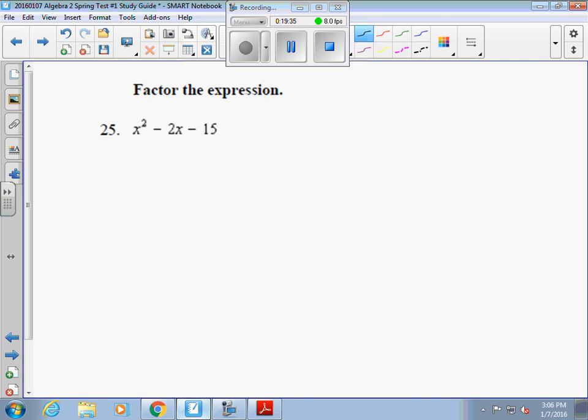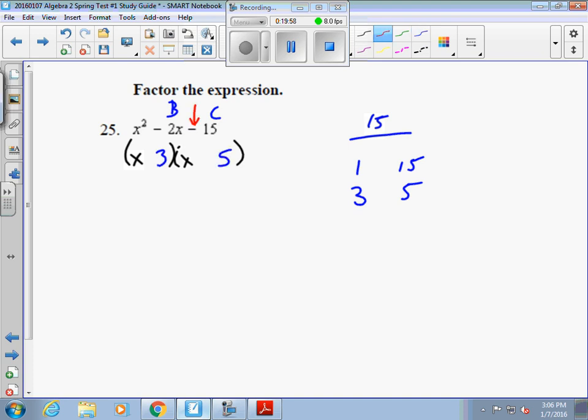Factor the expression. This is just like we did a minute ago, except you don't have to make it equal to 0. Factor this simply by saying x times x. Your factors of c's value, in this case 15, are 1 and 15, and 3 times 5. Which pair of those will get you to b's value, 2? The only pair that'll do it is 3 and 5. Remember, this tells you the signs are different, and since they're different, the bigger one is minus. 5 is bigger, so it's minus. 3 is smaller, so it's plus. x plus 3 times x minus 5.